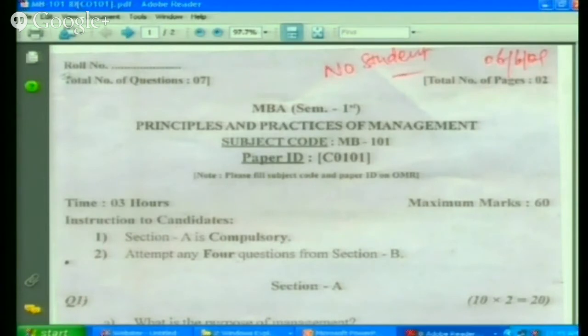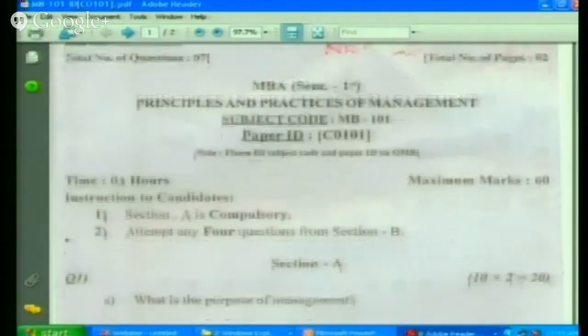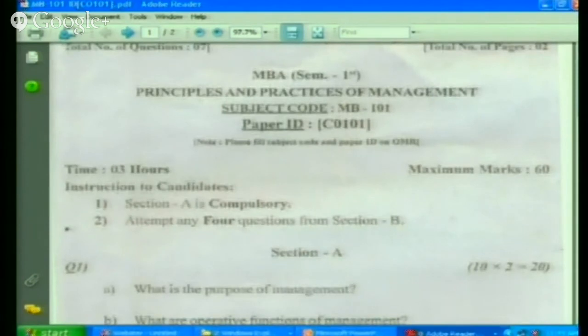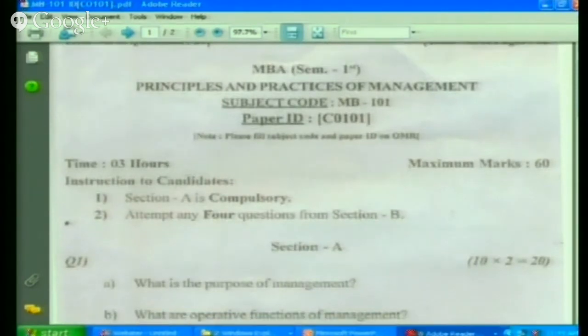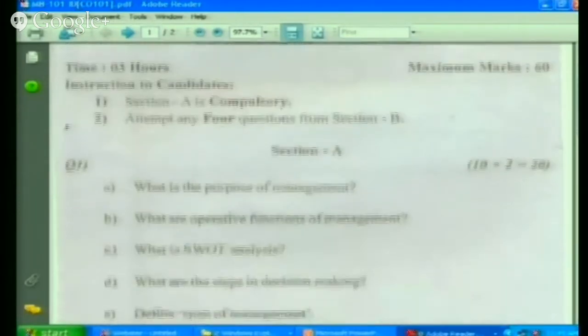Subject code, paper ID. Now here you see on the top of the paper it is written MBA. So for which branch it is meant is also indicated, but in other two cases it was not mentioned. And time allowed is 3 hours, maximum marks 60. Instructions, section A is compulsory. Attempt any 4 questions from section B. And here you see, here they go.